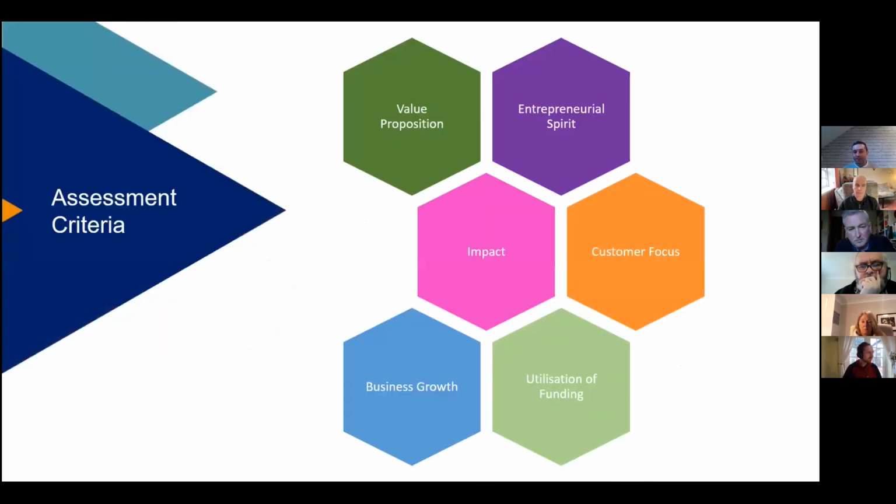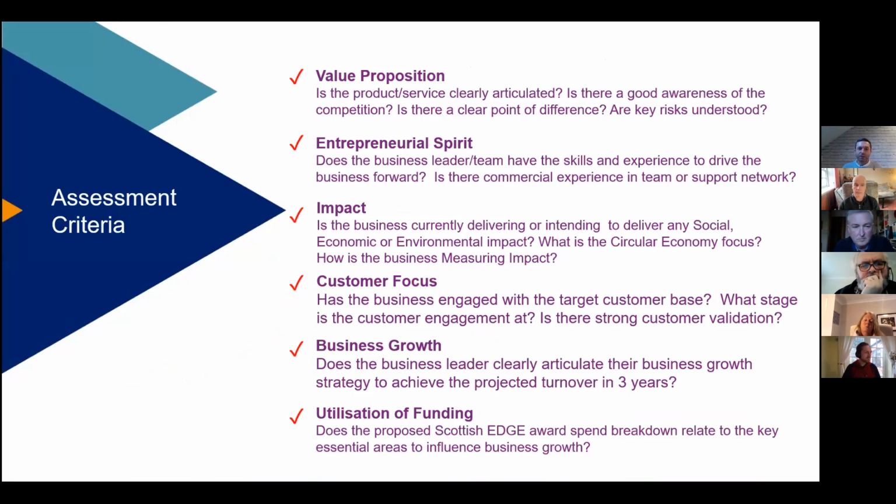So these are the 6 areas that we measure each application on, and those 6 areas remain consistent throughout the whole competition process. They don't change. No matter what stage of the competition you're at, it's always these same 6 things. Whilst the judging panels will change at each stage, the actual criteria and what you're measured against remains the same all the time. So we've got value proposition as the first one.